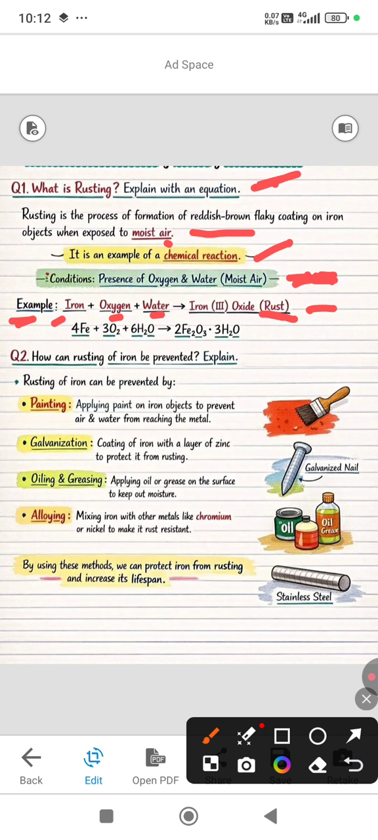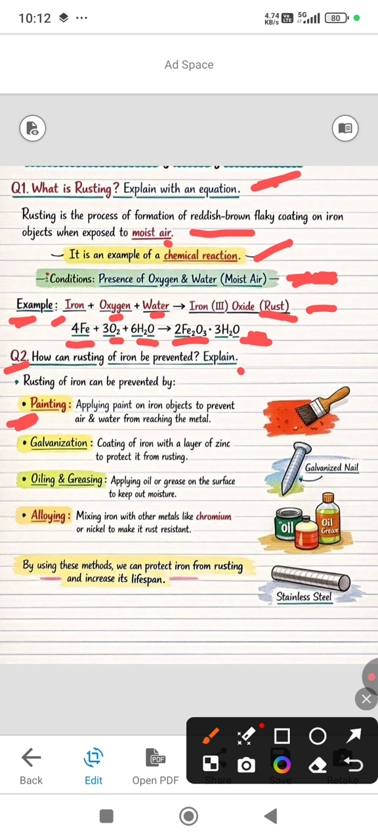The chemical equation for this reaction is 4Fe plus 3O2 plus 6H2O gives 2Fe2O3 dot 3H2O, which is known as iron oxide, or we simply say it can be rust. Now, how can we prevent rusting? How can rusting of iron be prevented? Rusting of iron can be prevented by following methods.